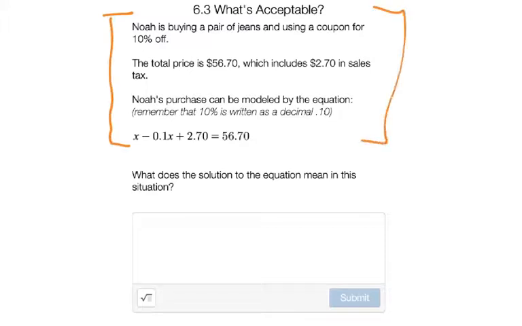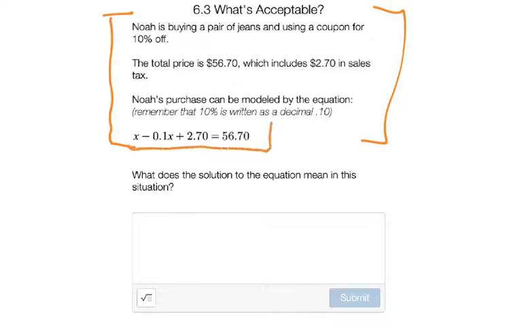All right, I'm going to read it out loud. So Noah is buying a pair of jeans and he's using a coupon for 10% off. The total price is $56.70, which includes $2.70 in sales tax. Noah's purchase can be modeled by this equation. Remember that 10% is written as a decimal 0.10. So here we go right here.